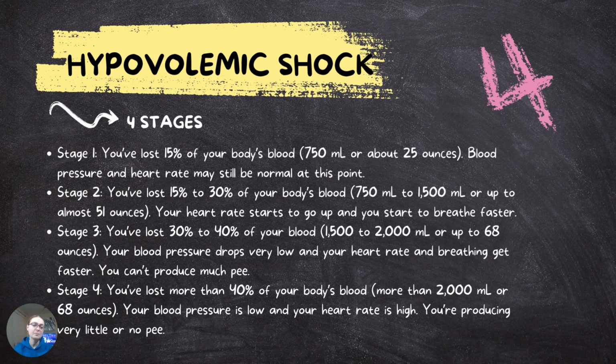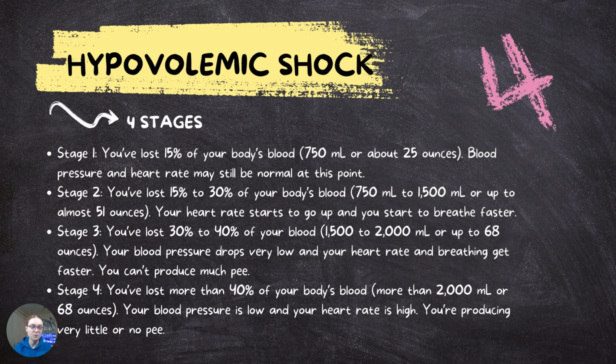There are 4 stages of hypovolemic shock. We have stage 1, and here you've only lost about 15% of your body's blood, and your pressure and your heart rate might still be normal at this time. In stage 2, we've lost about 15 to 30% of your body's blood, and at this point your heart rate's going to slowly creep up, and you might even start to breathe a little bit faster.